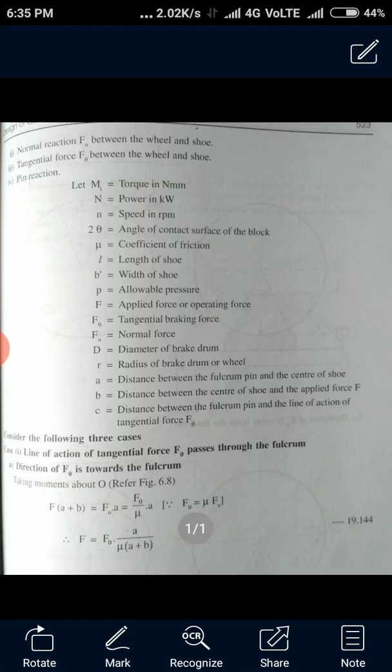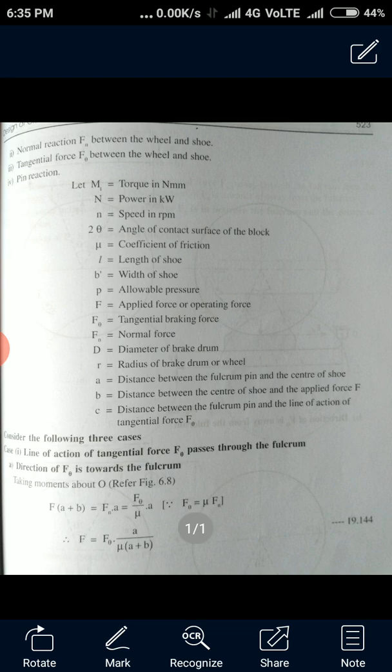We can see from the data handbook, from equation 19.144, the braking force F equals F theta A divided by mu into (A plus B). Remember, F theta is a tangential force, A is the distance between the fulcrum and the center of the shoe, and B is the distance between the center of the shoe and the applied force. You can see the C term is not there.